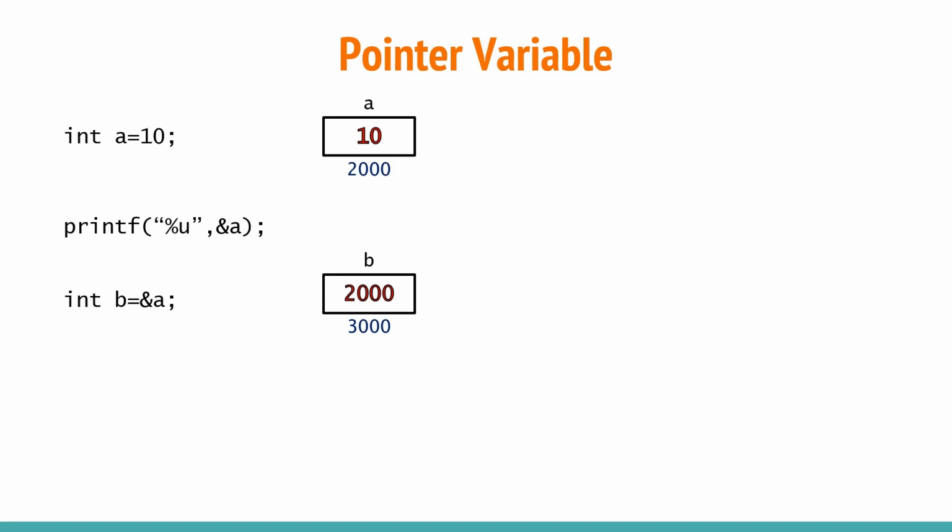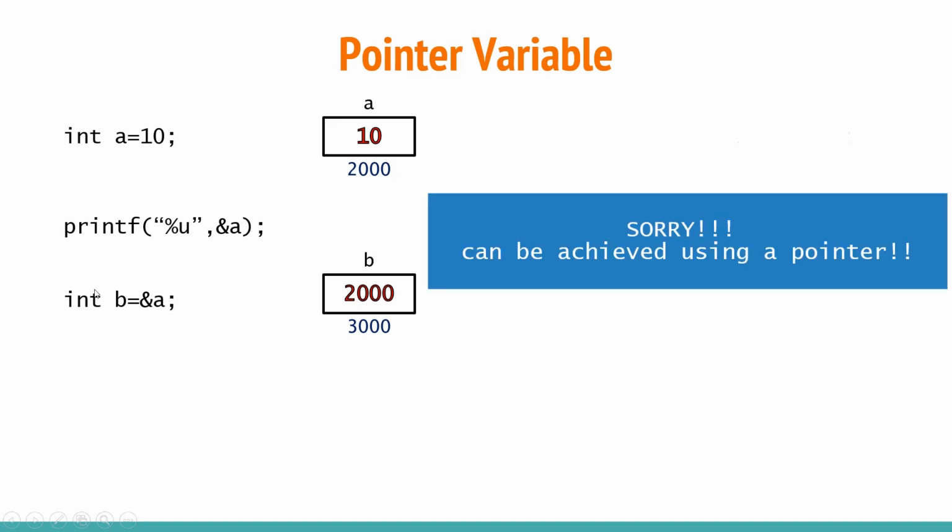What can't we achieve? Printing the value associated with the address. Here we are interested in printing the value which is associated with the address 2000. So can I print the value 10 by using B? This cannot be achieved without using a pointer.